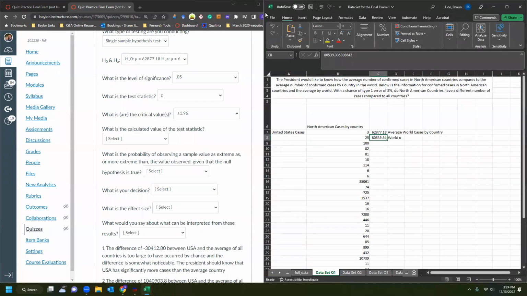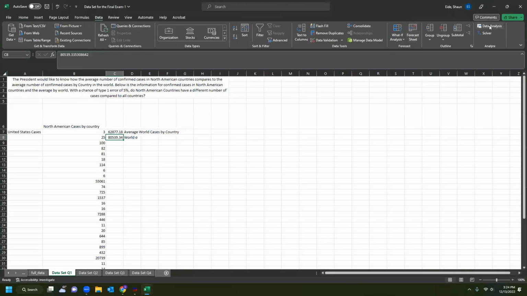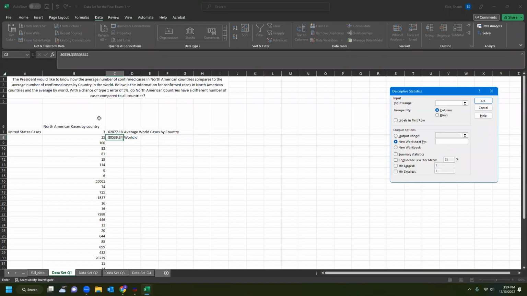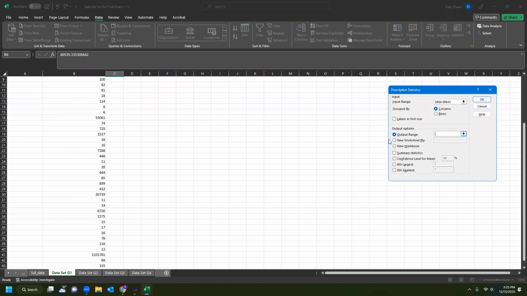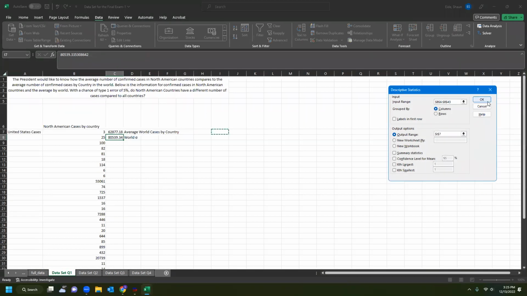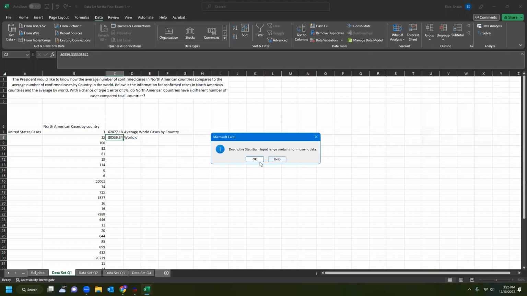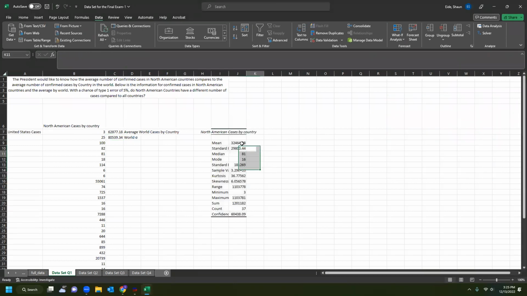We're going to data analysis. And so we're going to do descriptive statistics. And then we're going to do an output range, put right here. Whoops, I forgot to do this. And I thought I did that. Okay. So we've got the mean, standard deviation, so on and so forth.